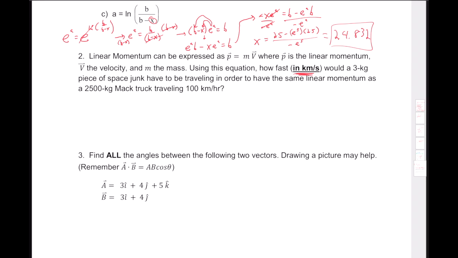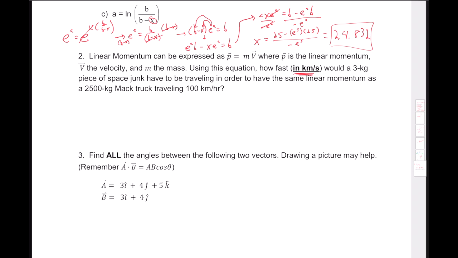Mack is a brand of big semi-tractor trailer truck. So this is the kind of thing that would haul a semi. So basically, if you had a Mack truck going down I-25 at like 65 miles an hour, which is like 100-ish kilometers per hour, how fast would this little space junk have to be going to hit you with the same impact?